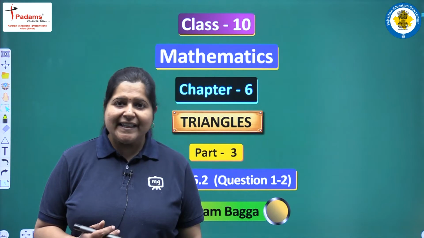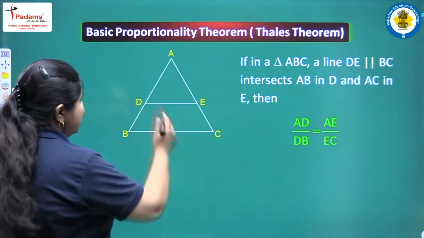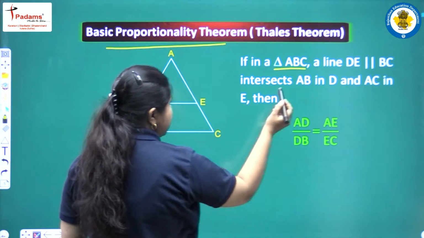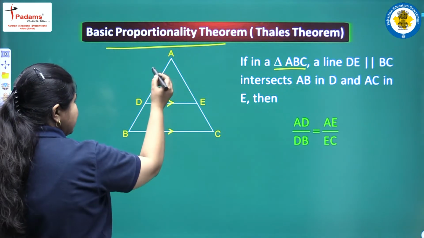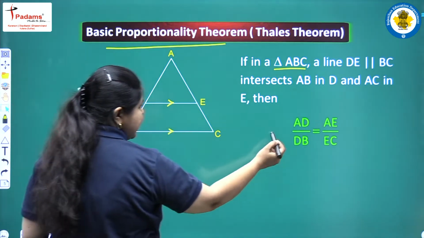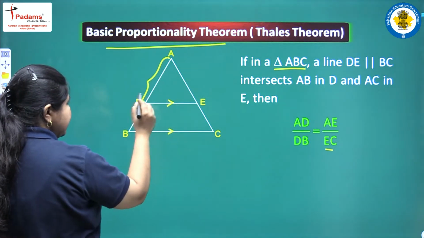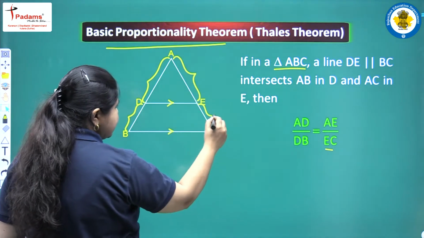Before we start, let us once again quickly recall the two theorems. Here we have basic proportionality theorem, which says that if in a triangle ABC a line DE is parallel to BC, then we have the ratio AD upon DB equal to AE upon EC. The ratio of these parts AD upon DB is equal to AE upon EC.